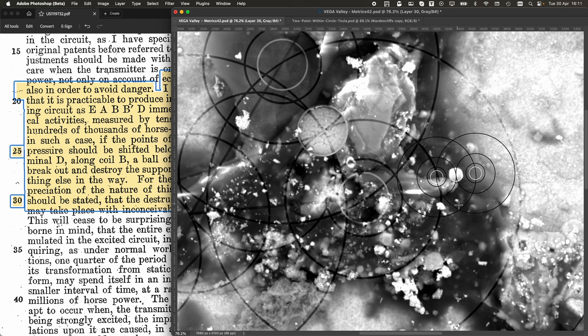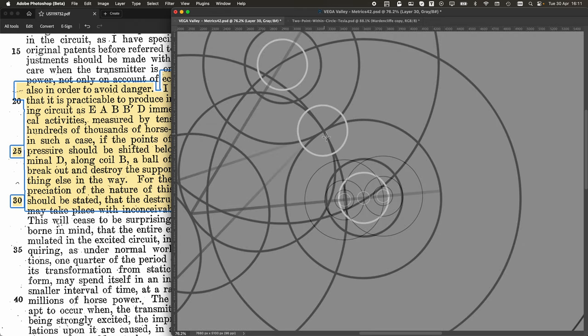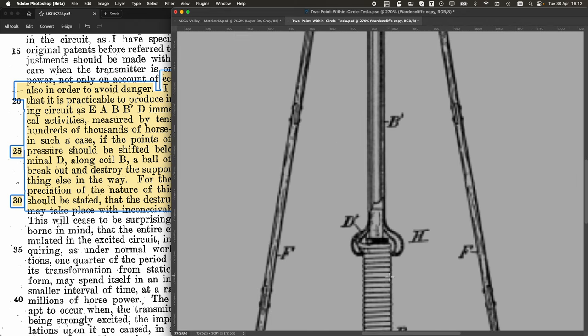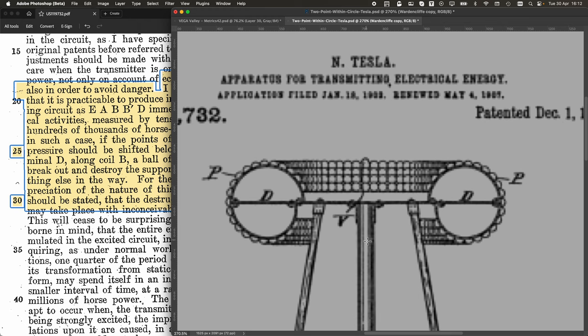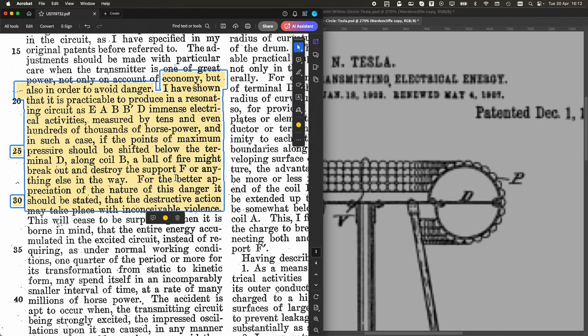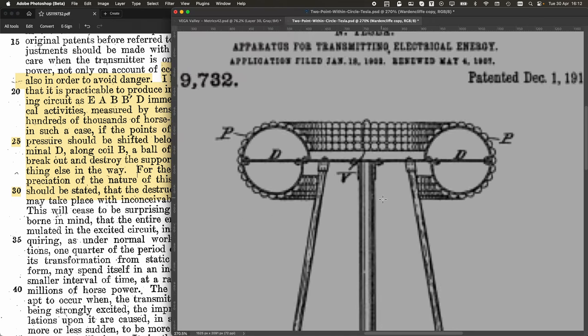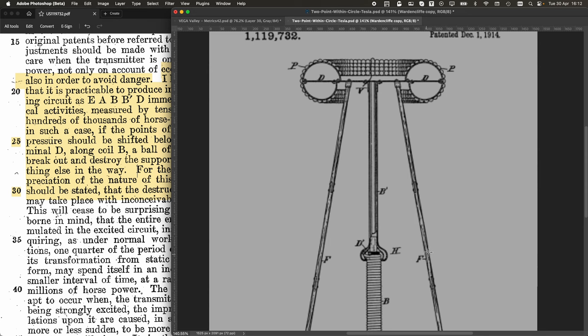Okay, so this here and here are maximum points of compression for the substructure, and this is the maximum point of compression from the overall n level tor. So this is the n minus one level tor, and this is the n level tor. And all three of these, in fact, do line up on the electrode D, this electrode D, not D dash, but D. And so if you move this down, he's saying it will create a ball of fire, and this might break out and destroy the support F and anything else in its way. Okay, F. So this is the support F.